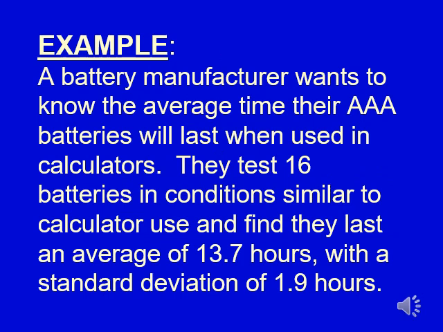Here's what a problem typically might look like. It says a battery manufacturer wants to know the average time their AAA batteries will last when used in calculators. They test 16 batteries in conditions similar to what calculators use, and they find that they last an average of 13.7 hours with a standard deviation of 1.9 hours. Now you might want to jot down those numbers before we go on. Again, 16 batteries, an average of 13.7 hours, and a standard deviation of 1.9.